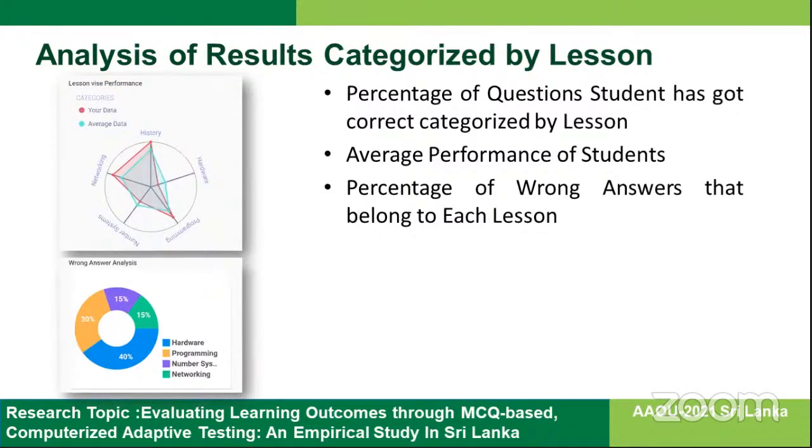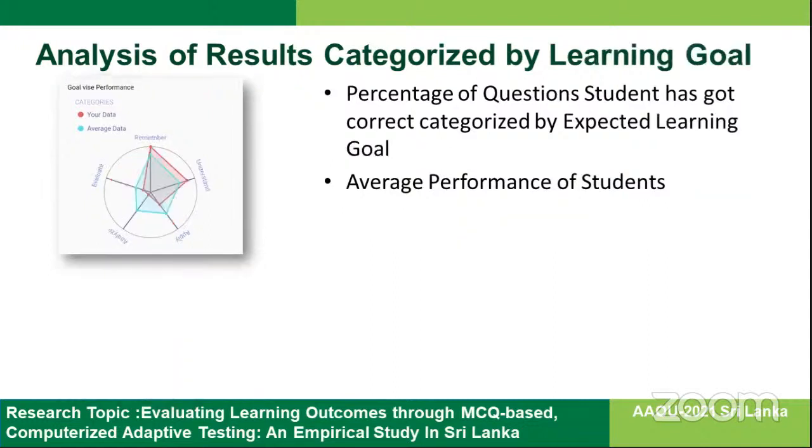The third one, analysis of result categorized by lesson. Under that, you have 3 options basically, from the student side as well as the teacher side: percentage of questions the student has got correct categorized by lesson, average performance of students, and percentage of wrong answers that belong to each lesson. Finally, analysis of results categorized by learning outcome, learning goals: percentage of questions the student has got correct categorized by expected learning goals, and average performance of students.